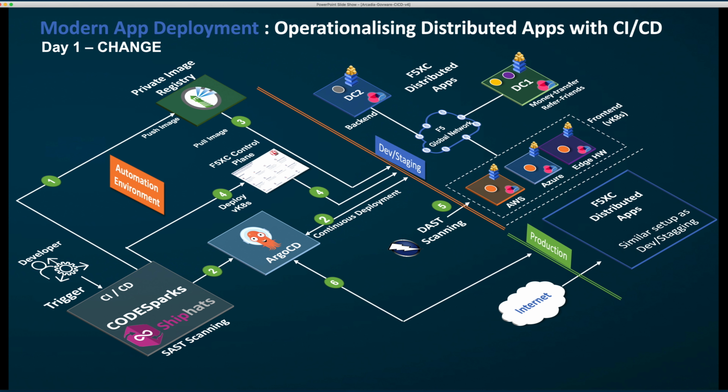CI/CD operations start when a developer triggers a pipeline job via a code commit into the Git repository. CodeSpark ShipHead will trigger a deployment of an Argo CD manifest. Argo CD is a modern GitOps continuous delivery tool for Kubernetes. This Argo CD manifest will trigger microservices deployment onto F5 AppStack on DC1 and DC2. During deployment, secure container images will be pulled down from a private image repository. Money transfer and refer friends microservices will be deployed on DC1, and backend microservices will be deployed on DC2.